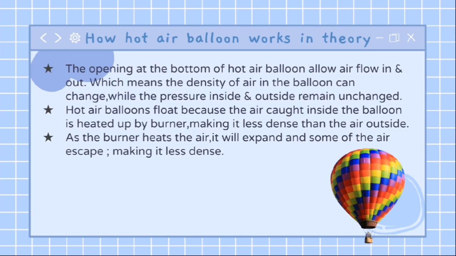First things first, how does a hot air balloon work in theory? Do you know why a hot air balloon isn't tied up at the bottom like a normal balloon? It is because the opening at the bottom allows airflow in and out, which means the density of air in the balloon can change, while the pressure inside and outside remains unchanged. Hot air balloons float because the air caught inside the balloon is heated up by the burner, making it less dense than the air outside. As the burner heats the air, it will expand and some of the air escapes, making it less dense.